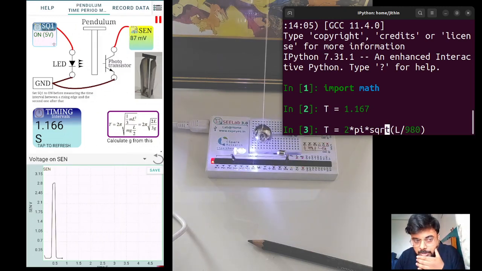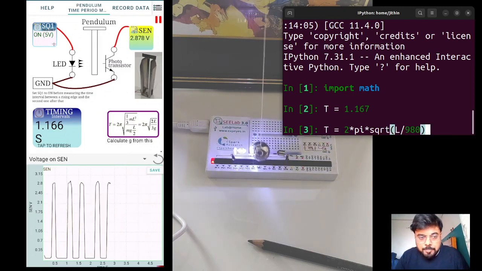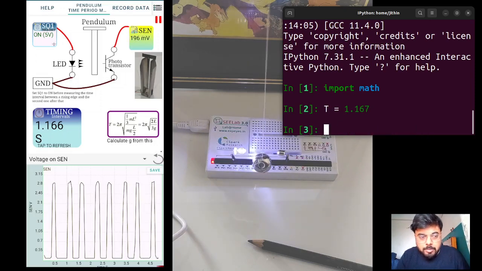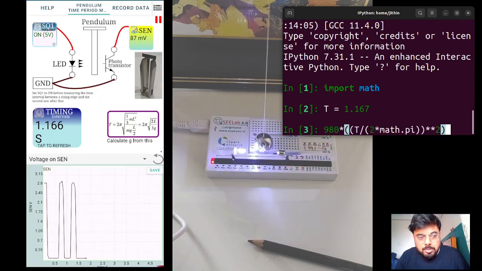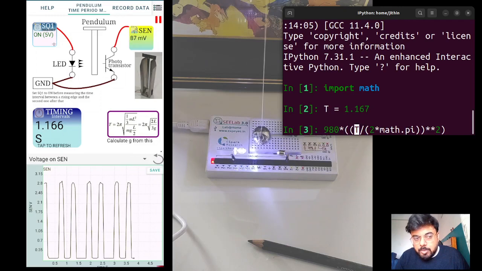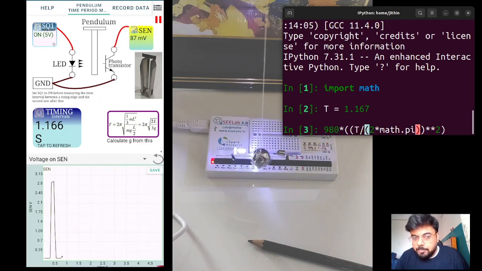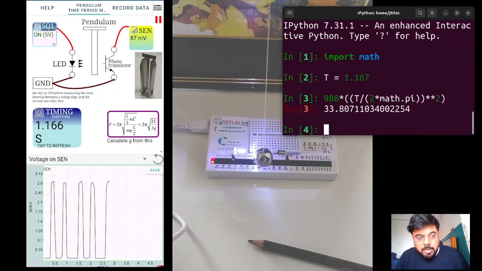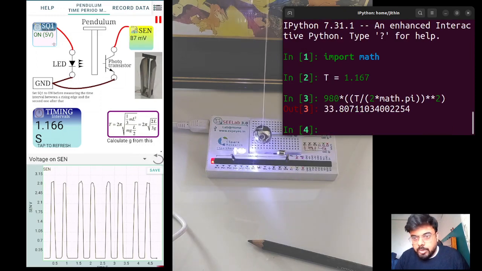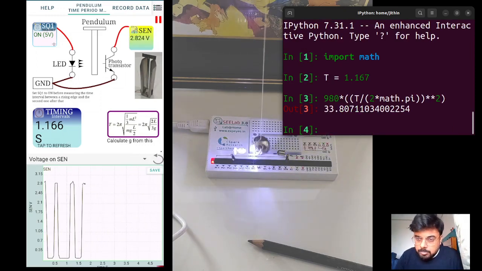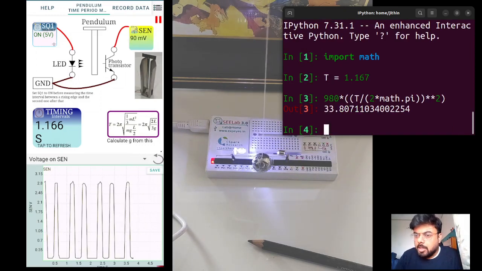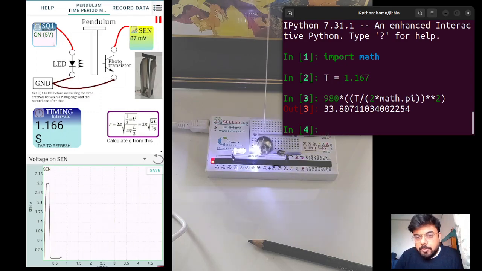So now if I invert this equation to find out what the length of the pendulum is, it's 980 centimeters per second square into T upon 2π whole square. And yeah, so the length that I'm getting, 33.8, is very close to the 33.5 centimeter length of this simple pendulum.